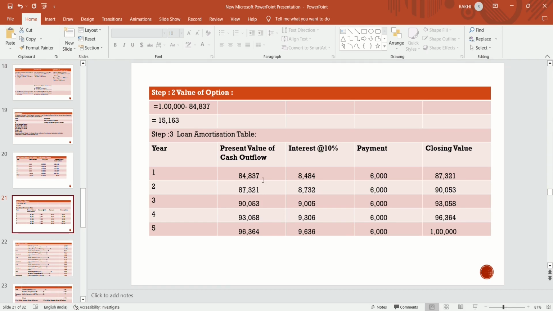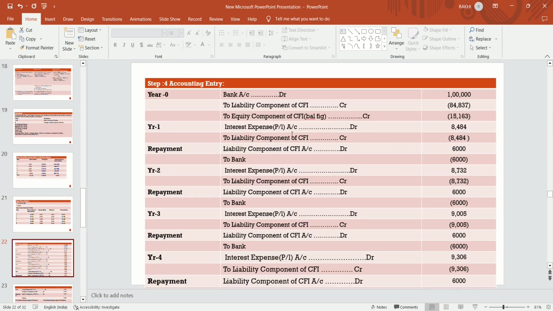In the same way, the accounting of interest is done and the amortization table is prepared, and at the year 5 closing the value becomes 1 lakh, because all the interest has been paid and only the principal amount is left, that is 1 lakh. So against this 1 lakh, how is the accounting entry to be done?